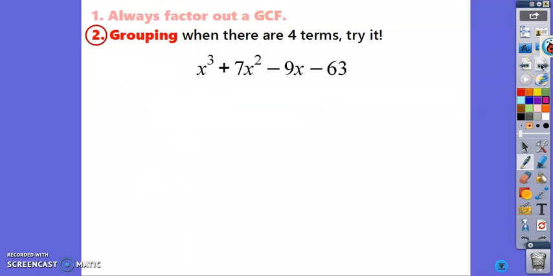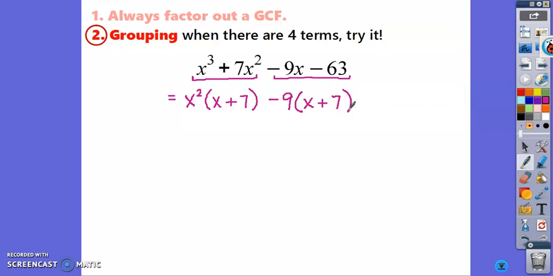The second method is grouping, which we practiced when we did that AC method from quadratics. But if there are 4 terms, it's worth a shot. It's not going to work every time, but a lot of times they set it up so it will work. In these first 2 terms, I can factor out an x squared. In the second 2 terms, I can factor out a negative 9.